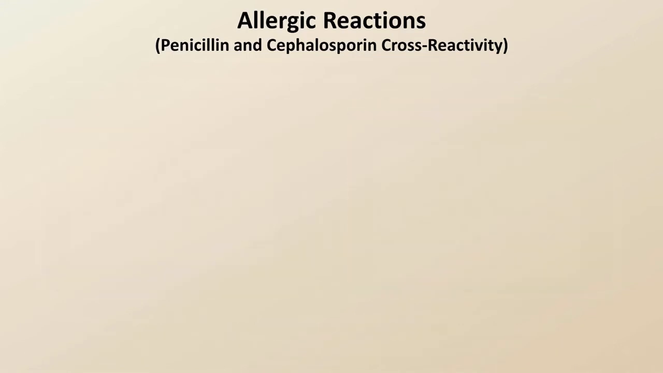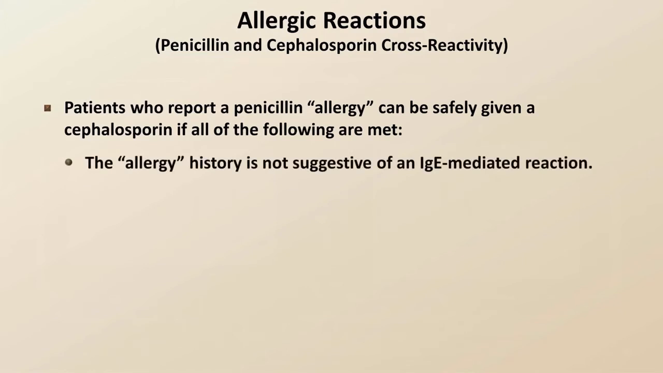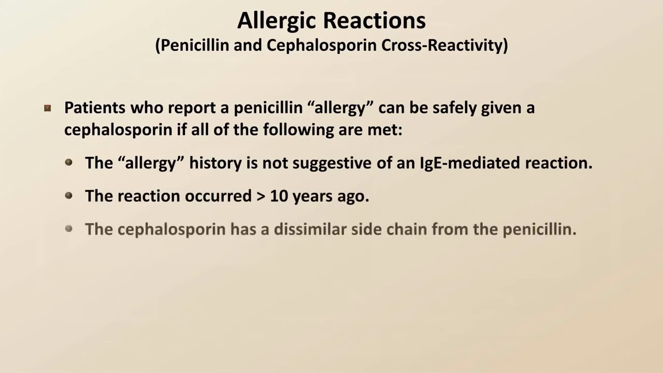In summary, patients who report a penicillin allergy can be safely given a cephalosporin if all of the following are met. The allergy history is not suggestive of a type 1 or IgE-mediated reaction. The reaction occurred more than 10 years ago. And the cephalosporin has a dissimilar side chain from the penicillin.